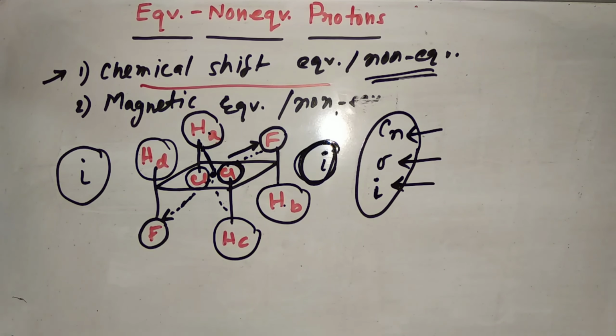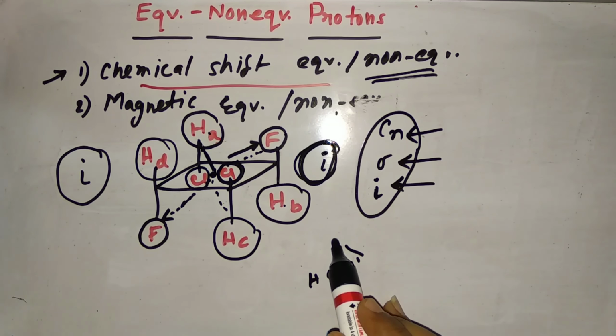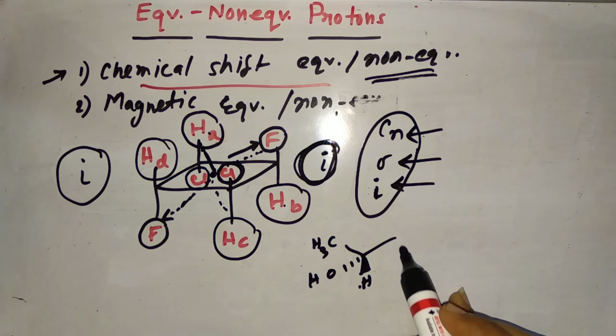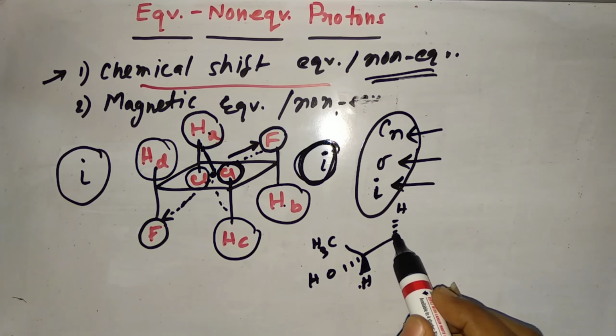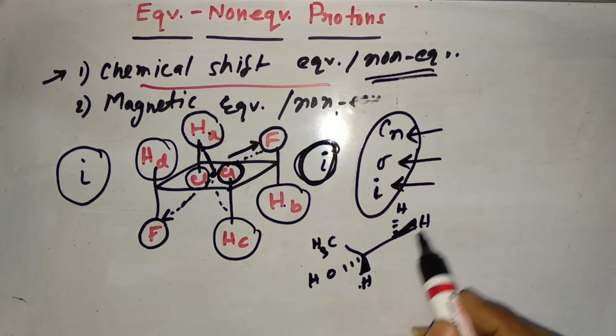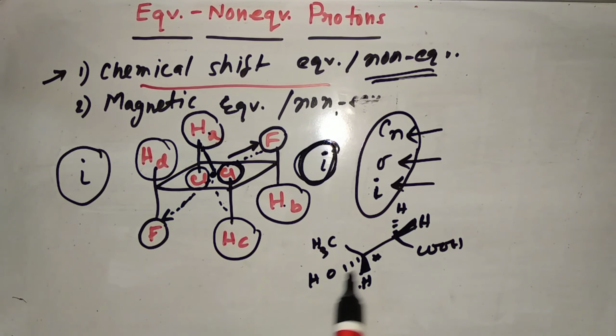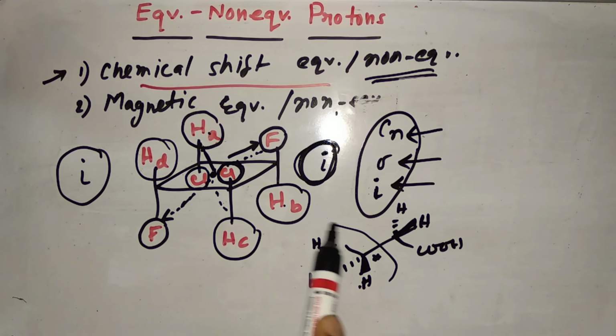So let's take an example. Say I am considering a common example. Suppose this is OH, this is CH3, this is hydrogen, this is another hydrogen, and this is C double bond. So you know this center is a chiral center, and you cannot apply any rotational axis or any sigma plane over here, because these four groups are different.